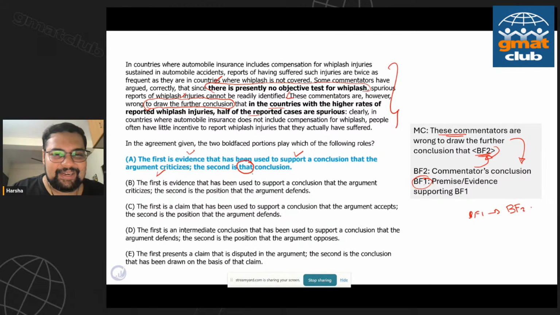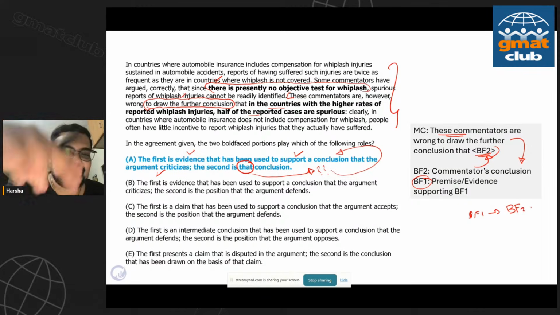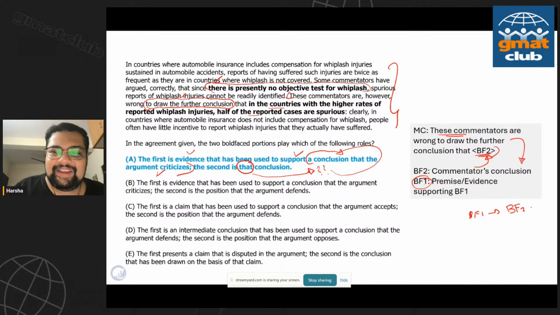So when you see a word like that, you have to ask the question, what does this refer to? And the answer to that is obviously lying elsewhere in boldface 1. If the word is being used, it's clearly referencing something that was already brought in, right? So when you say that conclusion, what is that conclusion referring to? A conclusion that the argument criticizes. So is boldface 1 supporting a conclusion that the argument criticizes?